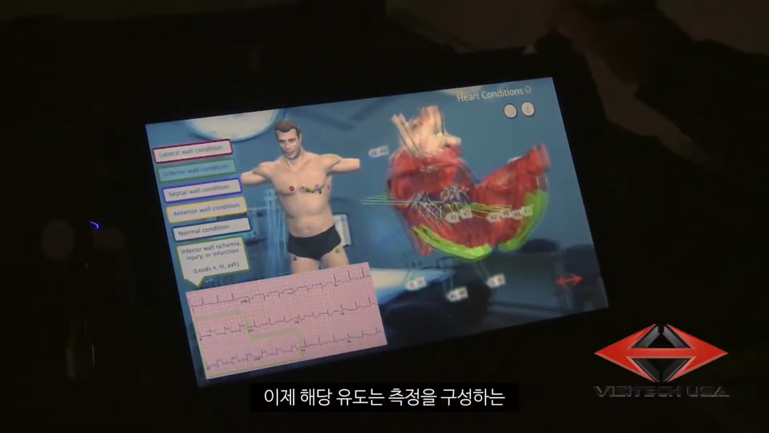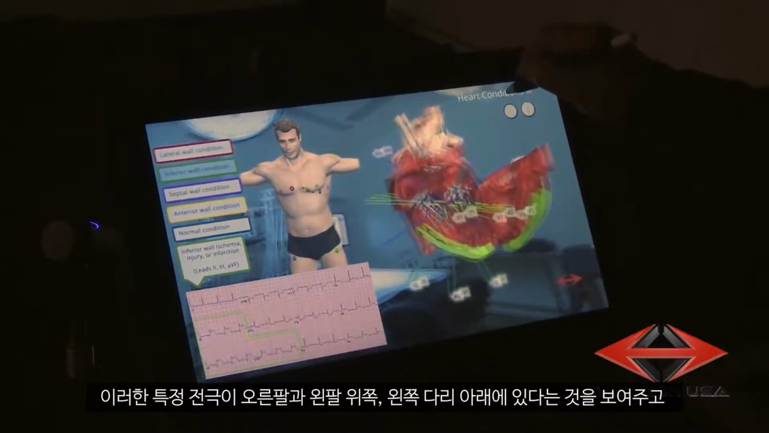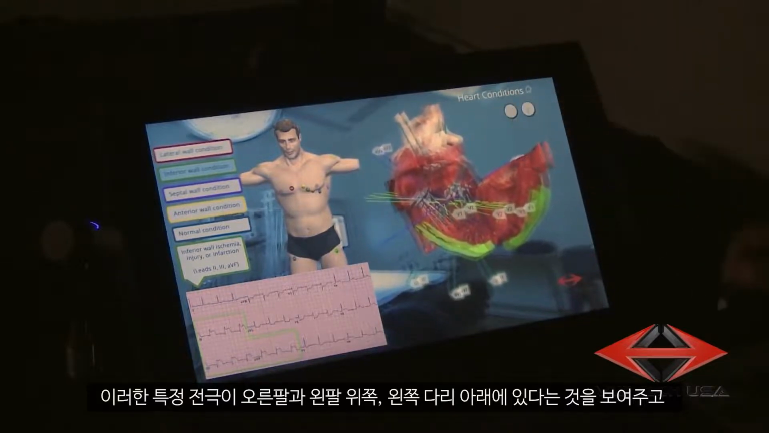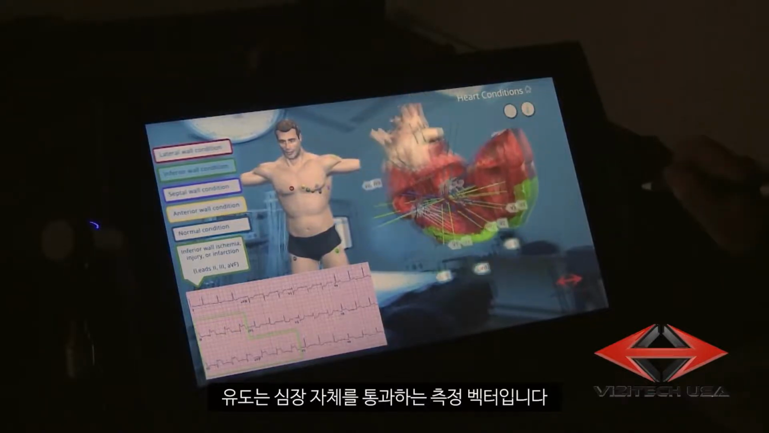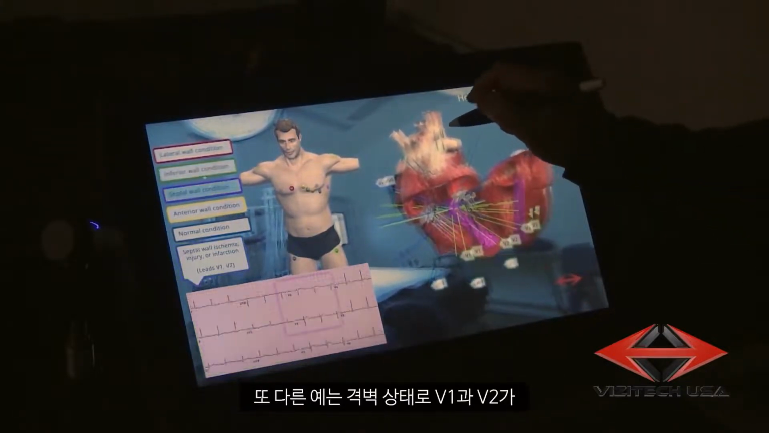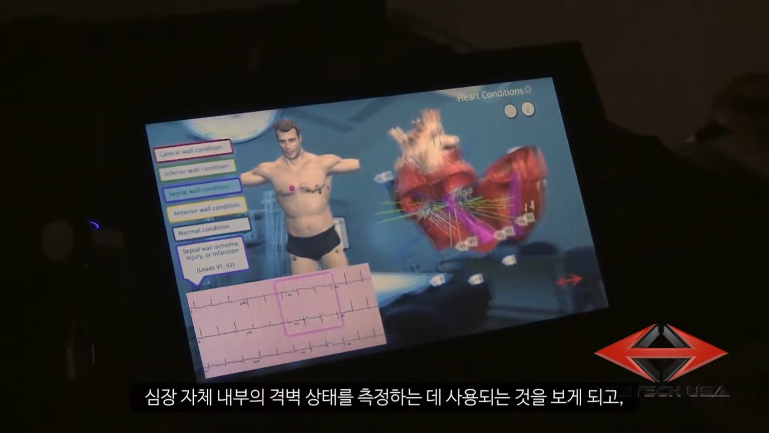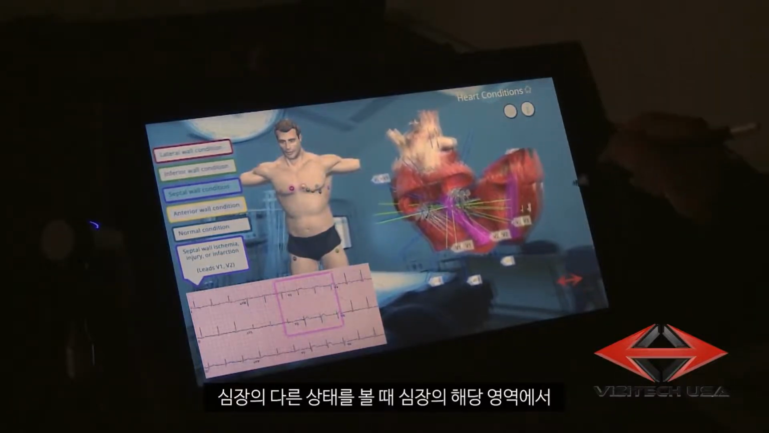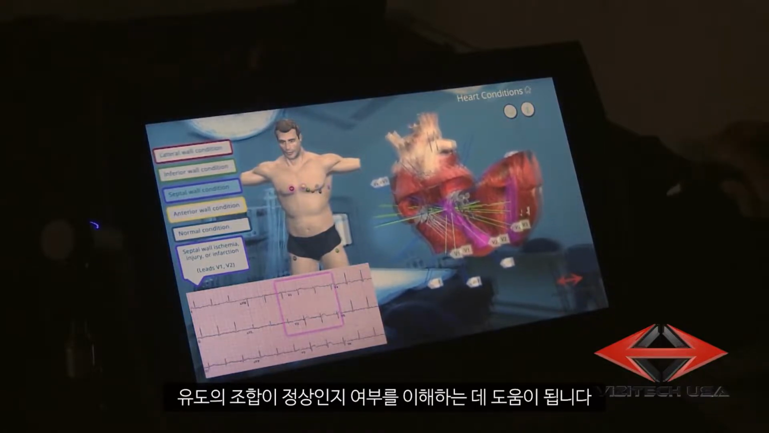Now those leads show you that the specific electrodes that comprise that measurement are on the upper right arm, the upper left arm, and the lower left leg, and that's showing you how these are actually being measured by electrode. But again, the lead is the measurement vector that goes through the heart itself. Another example is when you look at the septal wall condition, you see that V1 and V2 are being used to measure the condition of the septal wall inside the heart itself. And so by looking at different conditions on the heart, you can understand which combination of leads help us understand what electrical activity is either normal or abnormal in that region of the heart.